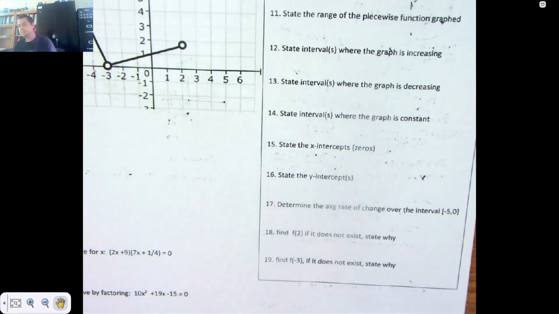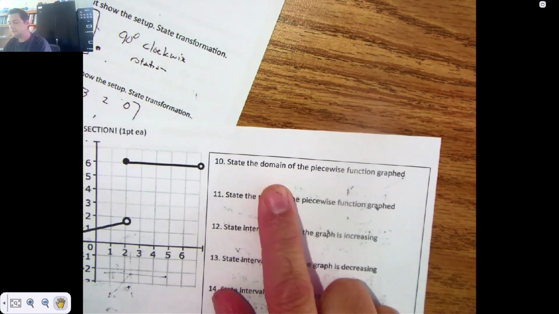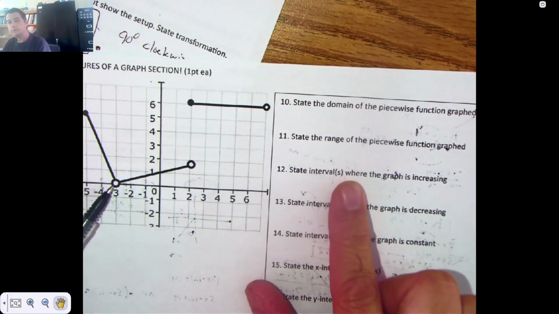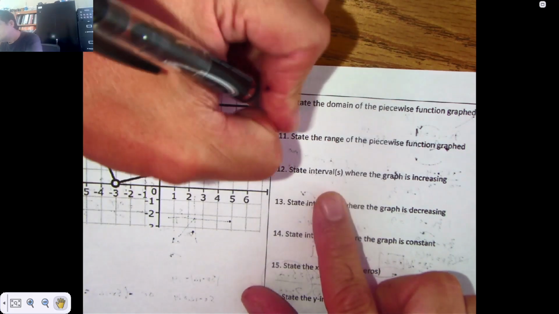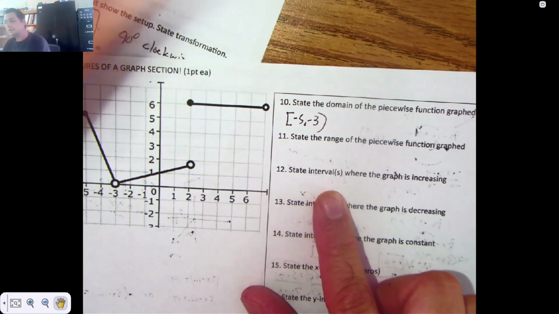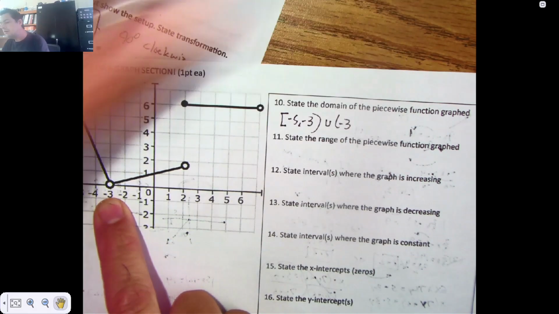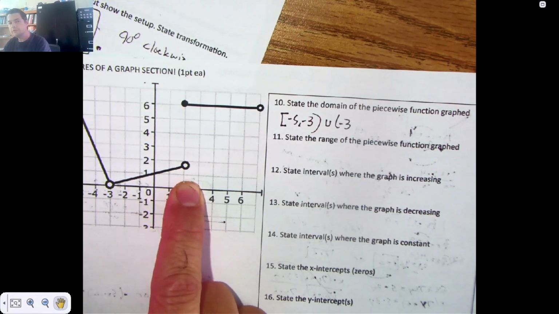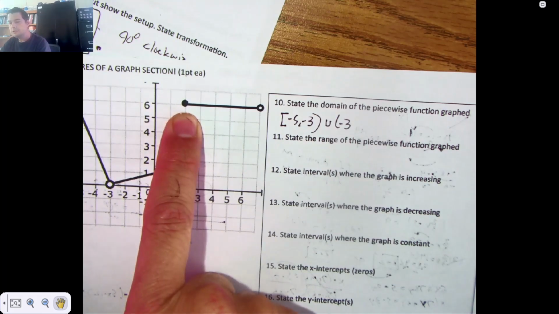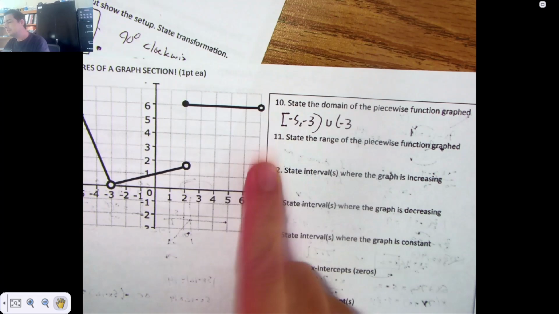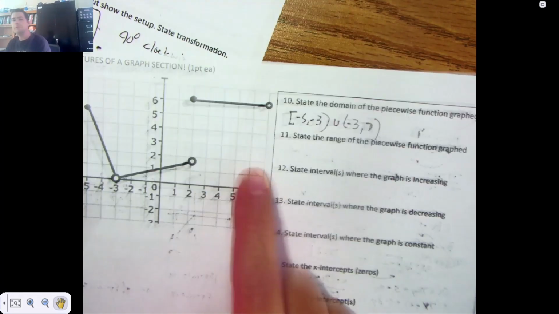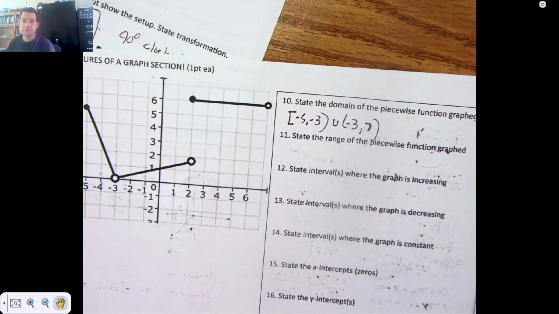Ta-da! Backside. Key features of graph. State the domain of the piecewise function. This one travels from negative 5 all the way to negative 3, and there's a hole here, and there's no place where the graph fixes it. So negative 5 to negative 3, parentheses on the negative 3 because there's a hole. Then it travels from the other side of negative 3 all the way to 2, and you'd be tempted to say 2 with the parentheses, but it's closed at 2 right here. So we keep on walking until we hit 7. And at 7 is also a parentheses because it's a hole and there's nothing there, so therefore parentheses.